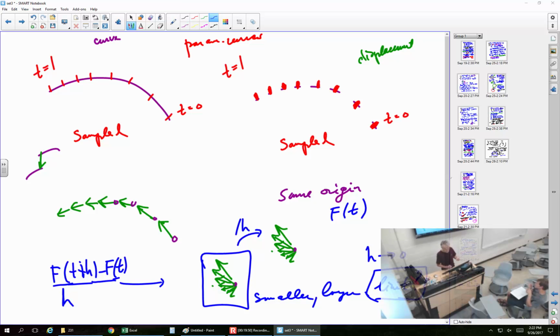And then we take the limit. Okay, so the end result is a new parametric curve. Let me draw it for you. So in fact, we started with the parametric curve made of points, and it ended up with a parametric curve made of vectors.